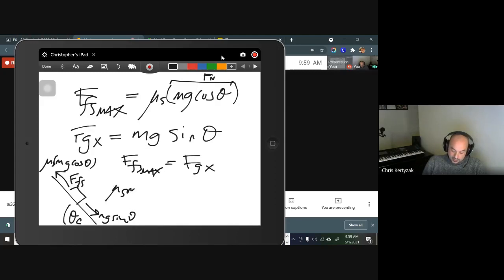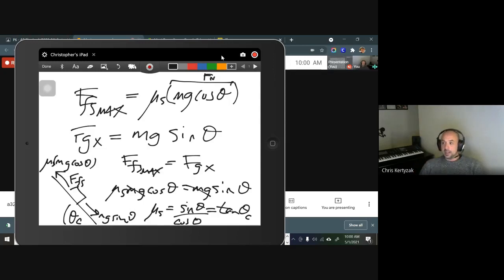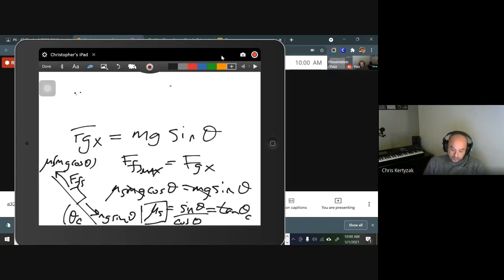Then when you re-express them, mu s mg cos theta equals mg sine theta. The mg's cancel. And then when you divide cosine over to the other side, you end up with sine theta over cosine theta, which is equal to tan theta. And that theta is theta c, the critical angle. It means that any angle higher than whatever theta c might be, it might come out as 37 degrees for a real experiment, right? I just point out that is the result.